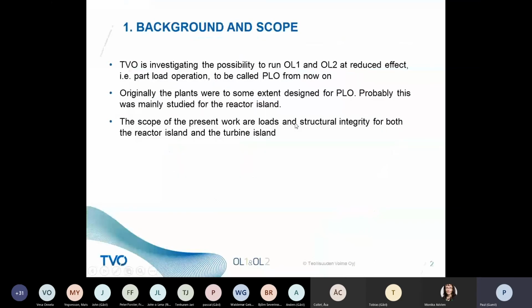And we are studying this, and I found out that originally the plants were designed, but I think it was mainly studied, let's say, with regard to the reactor, whether the piping systems, pumps, and reactor pressure vessel could handle this. It was by no means studied from a vibration point of view, for instance, but also other things were not studied separately at that time. But the plant itself, the process, is fit to do this. And I've gone deeper into this and studied loads and structural integrity for both the reactor island and the turbine island.